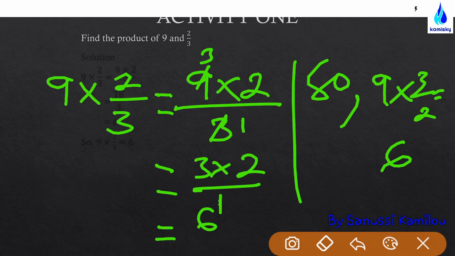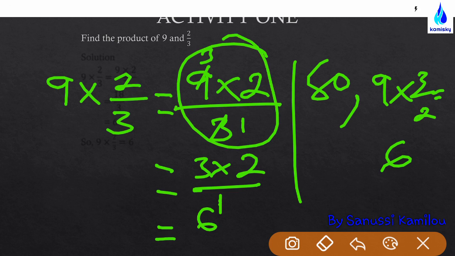Class, I hope you are following this method that I have shown you, by simplifying before doing the multiplication. It can be used if the number is huge. If the number is huge, please use this method so that at the end of the day you will not get a big answer for you to be simplifying or doing long division. Thank you for your attention.